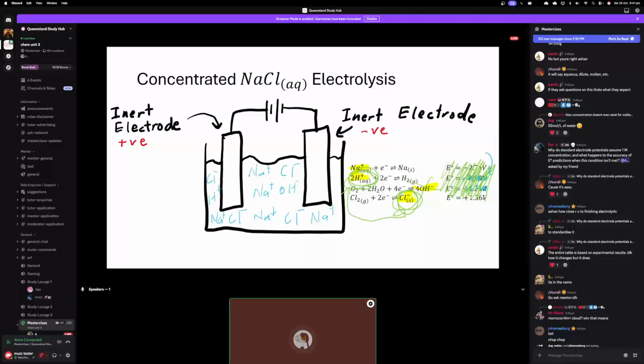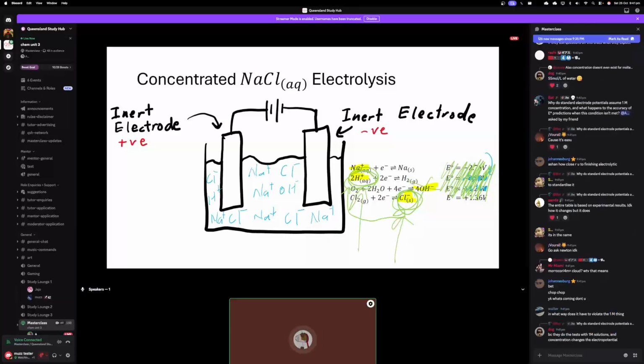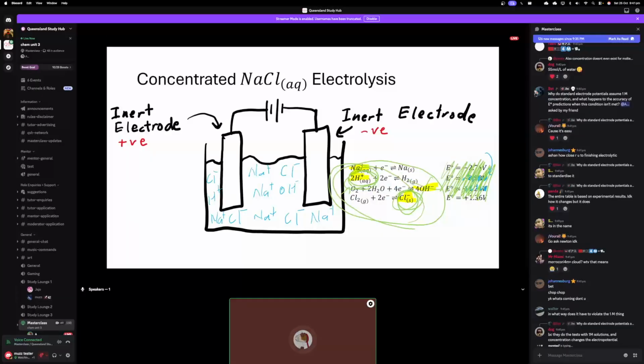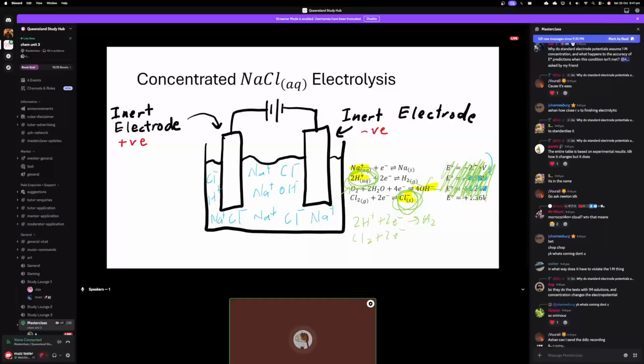So yeah, when we have concentrated sodium chloride, there is a lot of H plus, a lot of Cl minus. So the Cl minus ends up hogging the electrode instead. And so what happens is a reaction between these two will occur. So I will have 2H plus 2e minus forming H2, and I will have Cl2 plus 2e minus forming Cl minus.